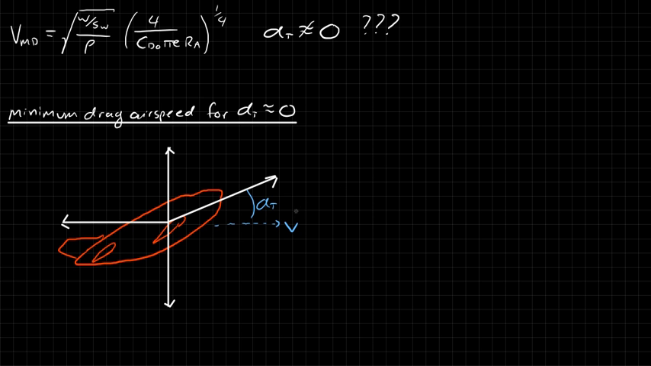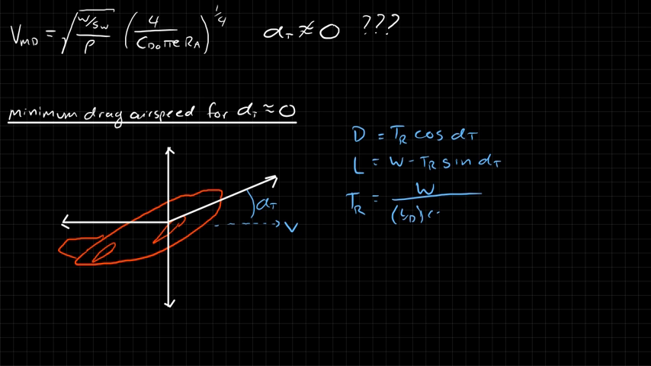Okay, so for this flight condition, again, we're going to review here. For this flight condition, we're going to have drag equals TR cos alpha t, and lift equals weight minus TR sine of alpha t. Okay, and the thrust required, in review here, if you'll remember back, is the weight divided by L over D cos alpha t plus sine of alpha t.